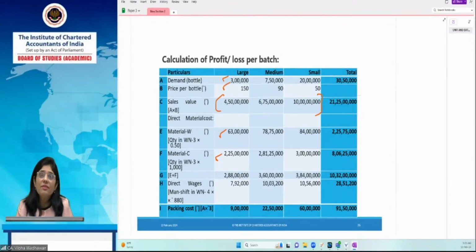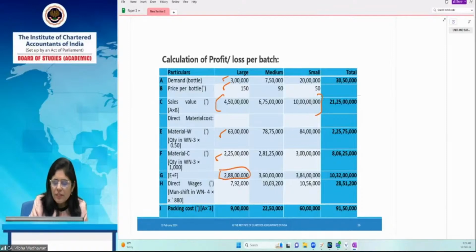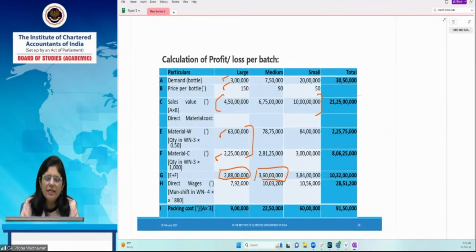So the main thing was how to calculate the consumption of material. Liters को calculate करना important था. बाकी तो आपको rate से multiply करना है once you get the liters. Similarly for wages, so this is the total material costing. दोनों का add होगा. Total material W and material C.